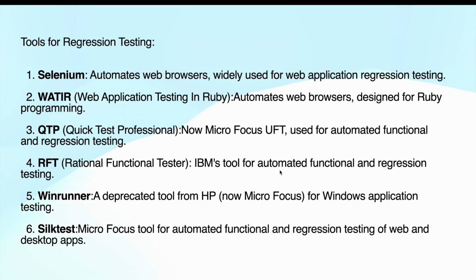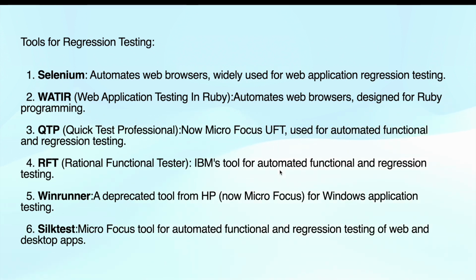There are tools used for regression testing. First we will see Selenium, a popular tool for automating web browsers, widely used for regression testing of web applications. Next is web application testing in Ruby, another tool for automating web browsers, basically designed for the Ruby programming language.